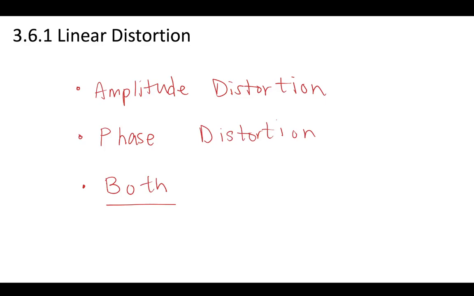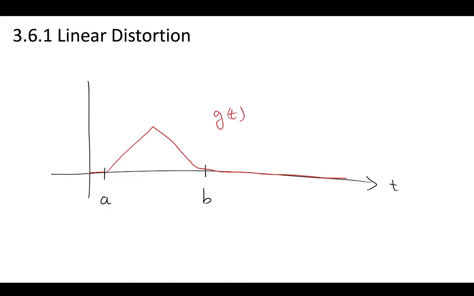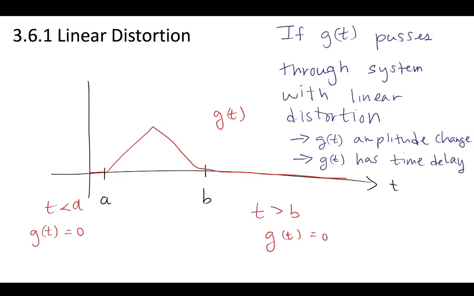Let's imagine that you have some kind of triangular pulse that you're sending, and below A, this pulse is equal to 0, and above B, the pulse is equal to 0, and then in between it's some kind of triangular shape. So your definition of this looks like this, and if your pulse, g of t, passes through a system that has linear distortion, what may occur to this pulse is that there will be both an amplitude change and a time delay. So let's see how that might look if you have amplitude changes and time delay changes.